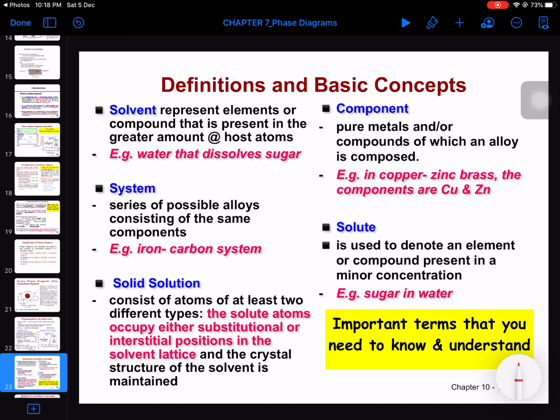Now before we move on and look further into the phase diagram, let's have a look at the definitions and some of the basic concepts related to the phase diagram.